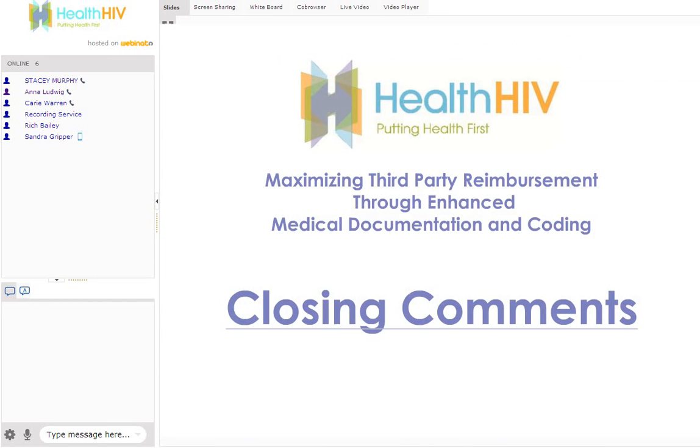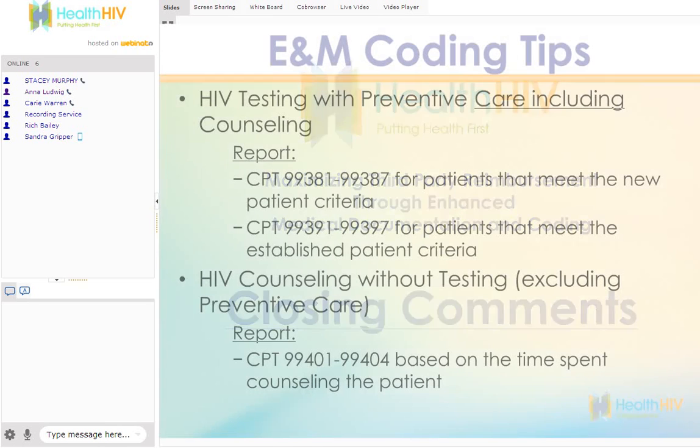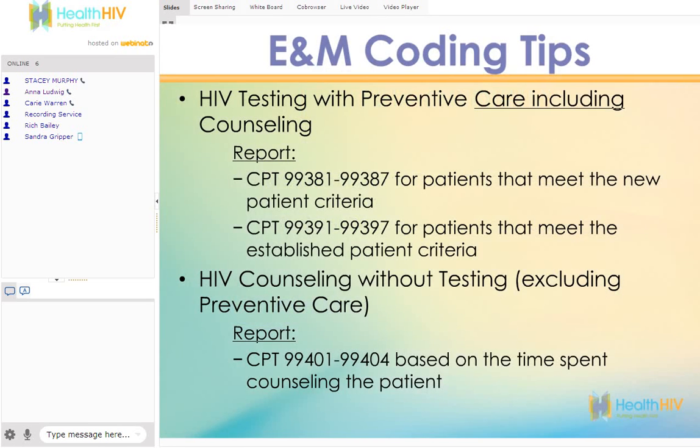So some closing comments. HIV testing with preventive medicine services. The preventive medicine service codes will be reported. If it's a new patient, based on the patient's age, you would select one of the new patient codes. If it's an established patient, you would select one of the established patient codes based on the patient's age. Because remember, these codes are selected on the basis of the patient's age.